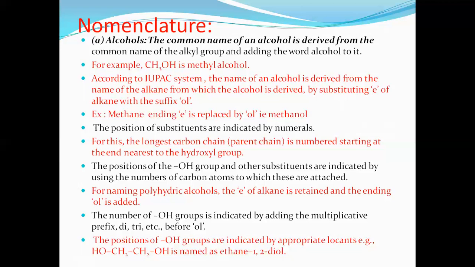If suppose the alcohol contains more than two OH groups, then you do not remove the E of the alkane, it retains as such, and then give the numbering to the chain, and then write the position of the OH groups and add the prefixes based on the number of OH groups present in the compound and add ol at the end.